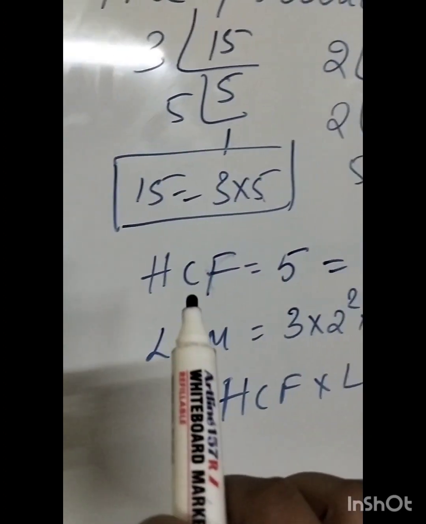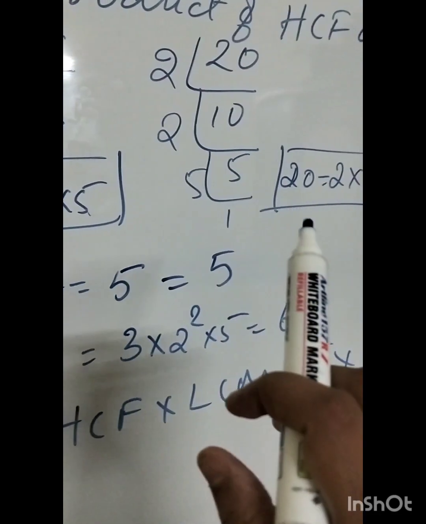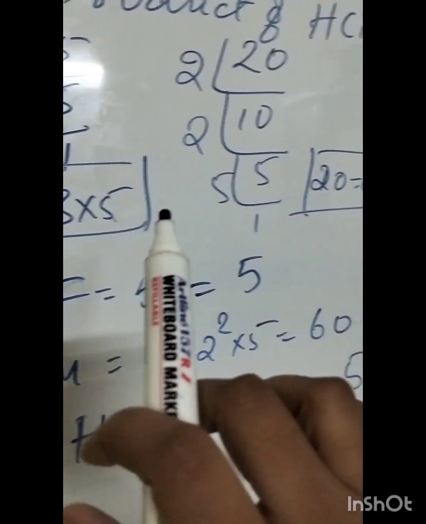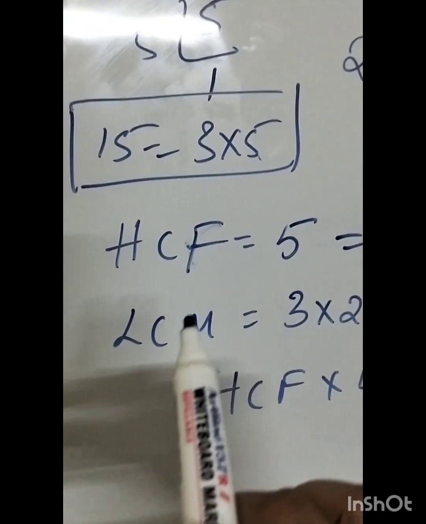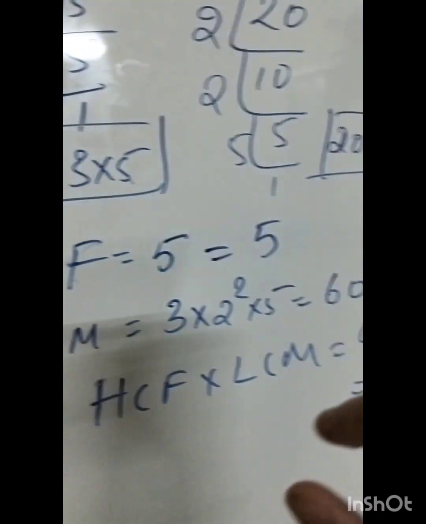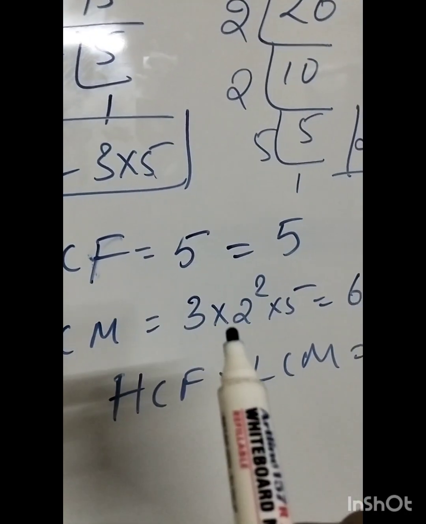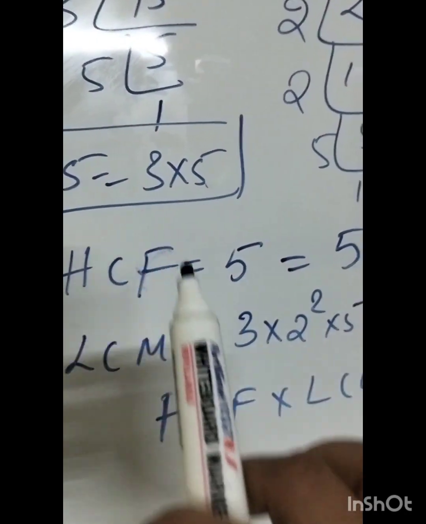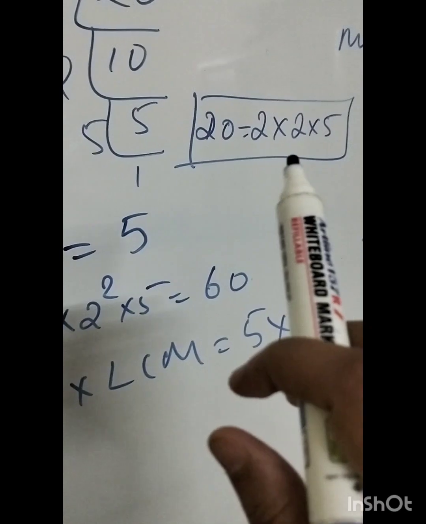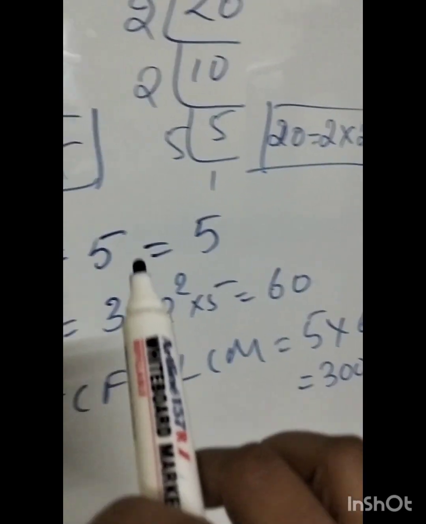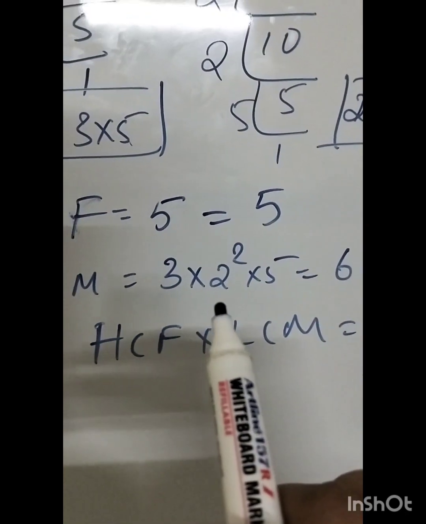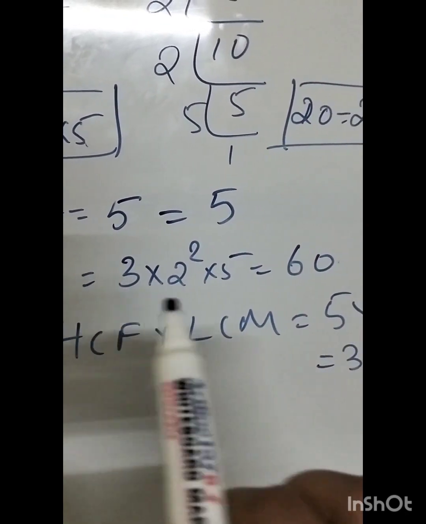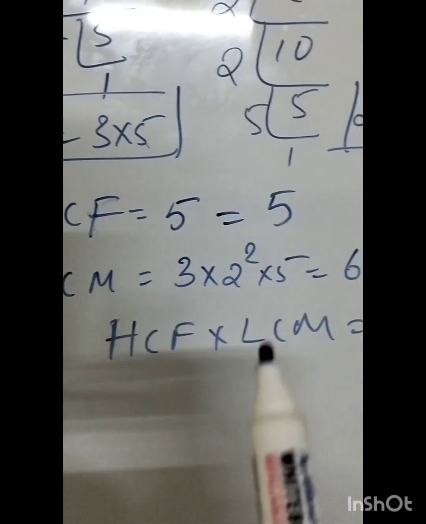Now the HCF is among the given factors, which is common. 5 is common, so 5 power 1 is the HCF. For LCM, among the given factors, take all the factors with highest power: 3 to the power 1, 2 squared, so the highest is 2 power 2, and 5 power 1. So LCM is 4 into 5 into 3, which is 60, and HCF is 5.